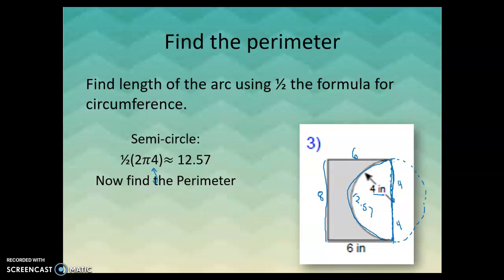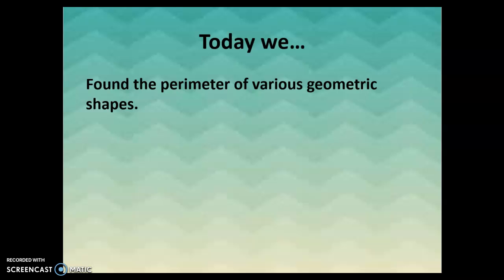All right, now that we have all of our sides, we have 6 plus 8 plus 6 plus 12.57. We are ready to find our perimeter by adding up all the sides. And we get approximately 35.43. And we're told our unit of measure here is inches. So let's go ahead and add that. 35.43 inches.